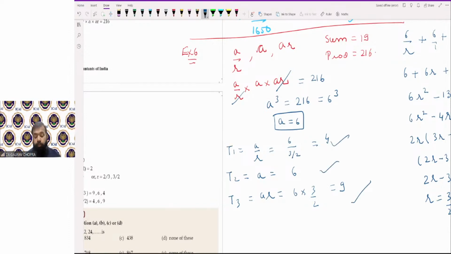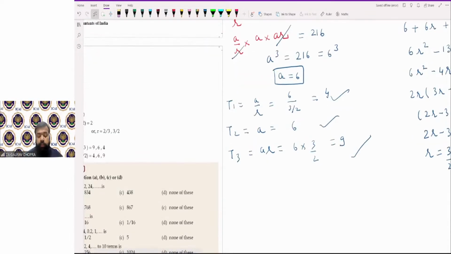ये वो तीनों number है. So your answer can be 4, 6, 9 or it can be 9, 6, 4. Both are correct. दोनों ही ऑप्शन यहाँ पे करेक्ट है. दोनों ही क्या करेंगे? सारी कंडीशन को फुलफिल करेंगे. So these are correct.